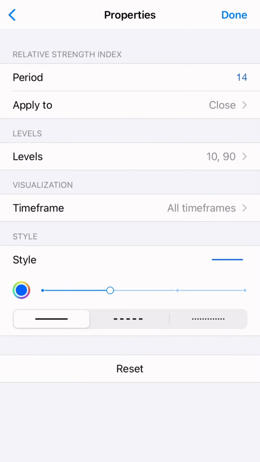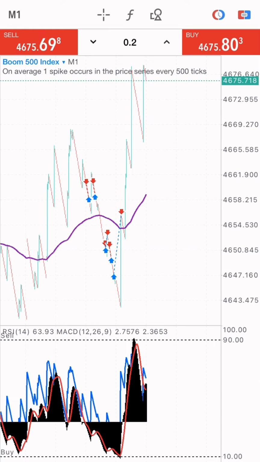Then the time frame is going to be on all time frames by default. Then the style right here is going to be 2, while the color is blue, and the line is going to be the first line pattern right here. Then you click on done, okay.